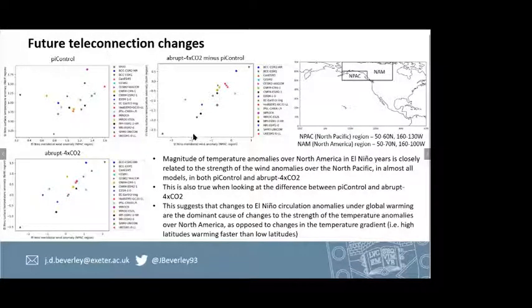And this is also the case when looking at the difference between abrupt 4xCO2 and the control, which is what's shown in the middle here. So this time we're looking at the abrupt 4xCO2 minus control wind anomalies on the x-axis and abrupt 4xCO2 minus control temperature anomalies on the y-axis. And again, we see that there's a strong linear relationship between these, which further suggests that it's changes to the El Nino circulation anomalies that are the dominant cause of the change in temperature anomalies over North America, rather than other factors such as changes to the equator to pole temperature gradient, for example, where we expect the high latitudes to warm faster than the low latitudes.